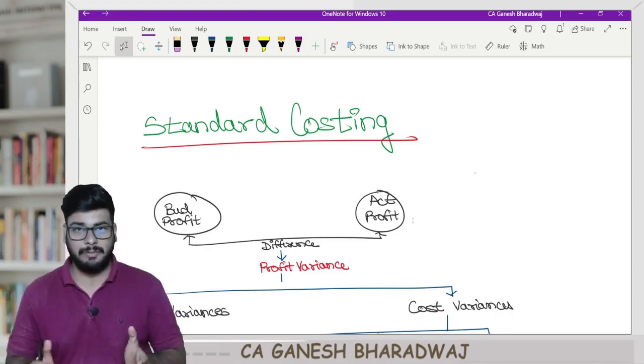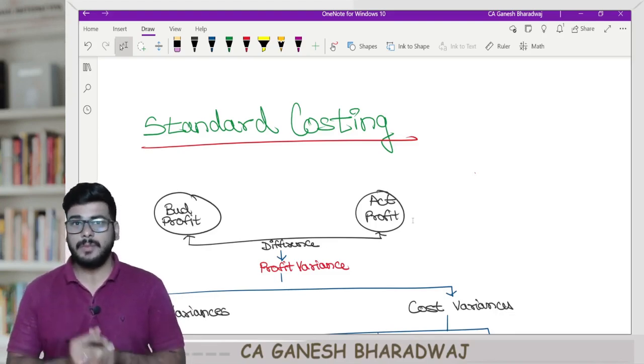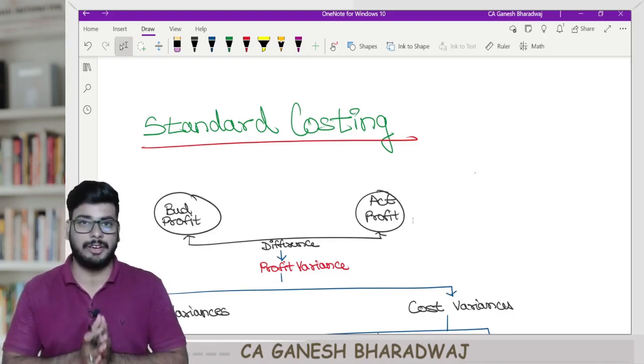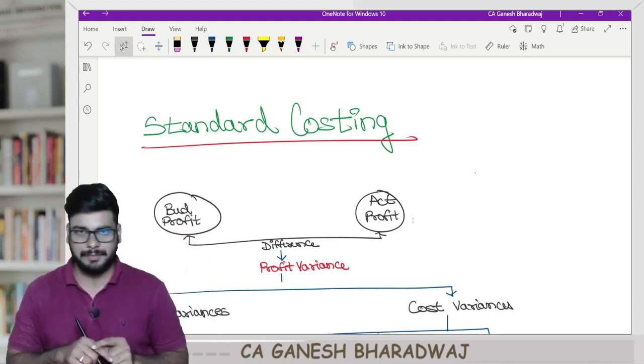Right? So now one more thing I want to tell you before we enter into this chapter. In our paper 12 management accounting regular batch, I had asked you guys to prepare one full chart, right?